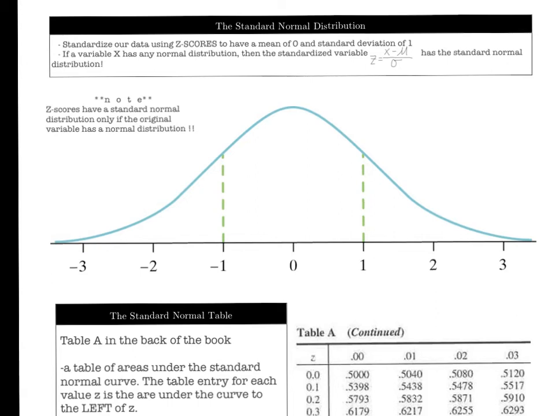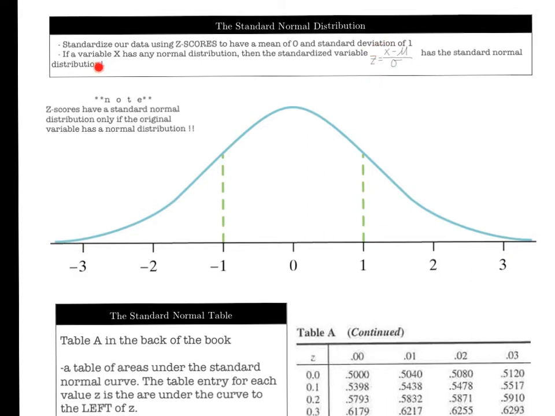Okay, today we're going to talk about the standard normal distribution and the standard normal table. We're going to use this if we have a normal distribution and we're asking about something that's different than, like, one standard deviation from the mean or two standard deviations from the mean. So we standardize our data using z-scores to have a mean of 0 and a standard deviation of 1, and we just use this z-score formula.